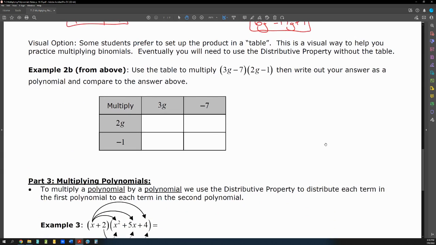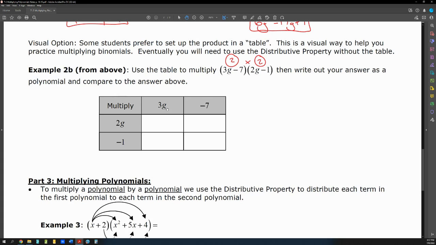Some students prefer to see a visual option, and I like to call this the box method or the table method. So we can set up a table. Using example 2b, I notice we have a binomial, which has 2 terms, times another binomial, which has 2 terms. So I'm going to set up a 2 by 2 table. On the left-hand side of my table, I'm going to put the terms of one of the binomials. On the top, I'm going to list the terms of the other binomial. And then, just like how we would read a table, with rows and columns, we line them up, see where they intersect, and multiply where they intersect.